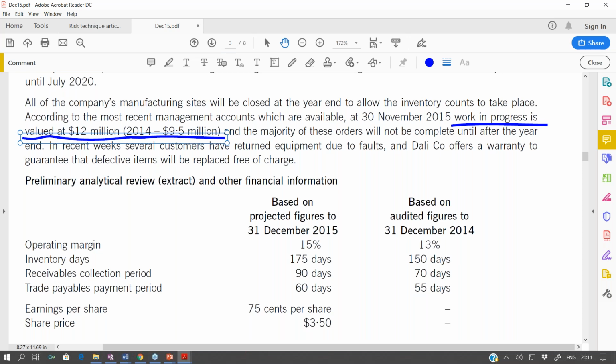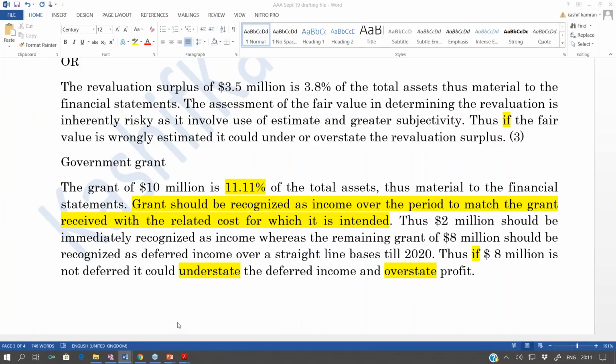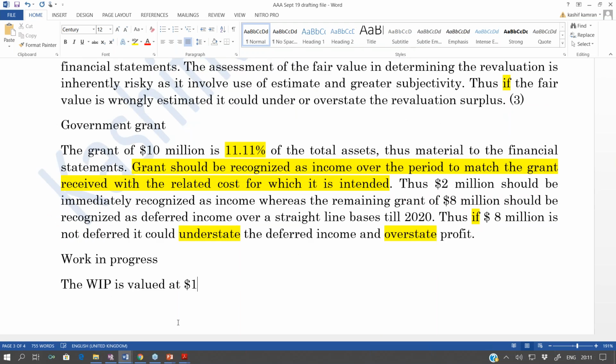Yes, let's see how. But can you all pick work in progress is valued at $12 million? So should I go back to my Word file and write work in progress as my next heading? Work in progress. And again, the first line, the work in progress is valued at $12 million, which is, can you tell me the percentage dividing by the total assets of $90 million? Okay, that's wonderful, which is 13.33% of the total assets. Thus, material to the financial statements. So have I got my first mark?